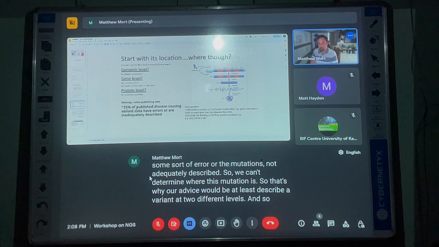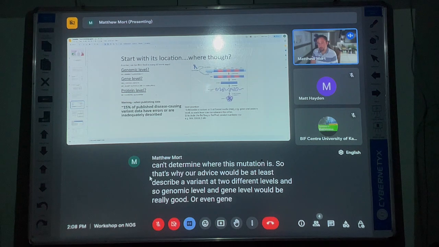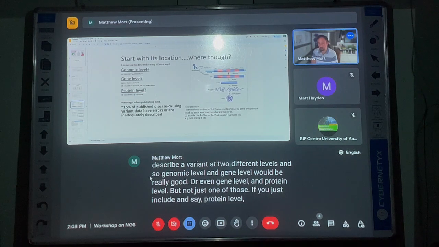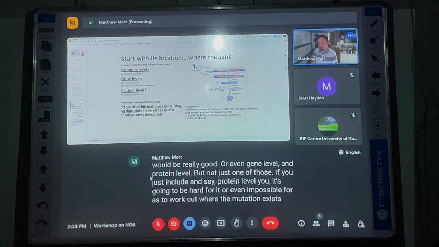Genomic level and gene level would be really good, or even gene level and protein level, but not just one of those. If you just include, say, protein level, it's going to be hard, or even impossible, for us to work out where the mutation exists at the genomic level.